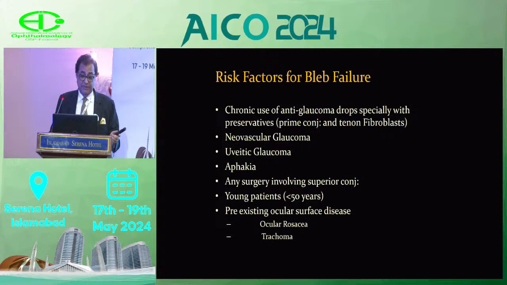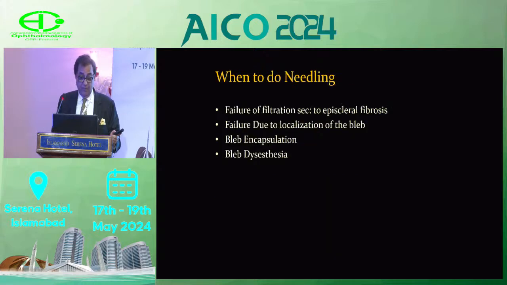So what are the risk factors for bleb failure? Chronic use of anti-glaucoma drops, especially with preservatives, which has already been discussed and emphasized and re-emphasized by Dr. Rashid Zia, because they prime the conjunctiva. Then anti-Tenon's capsule fibroblast, neovascular glaucomas, uveitic glaucomas, the phakics, any surgery involving superior conjunctiva, younger patients, and patients who have pre-existing ocular surface disease, ocular rosacea, or old trachoma.